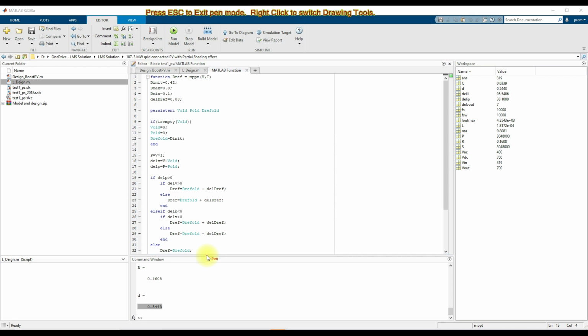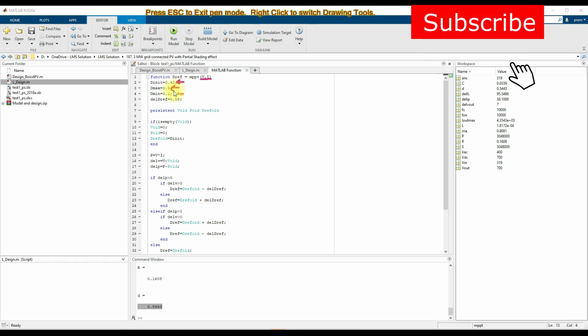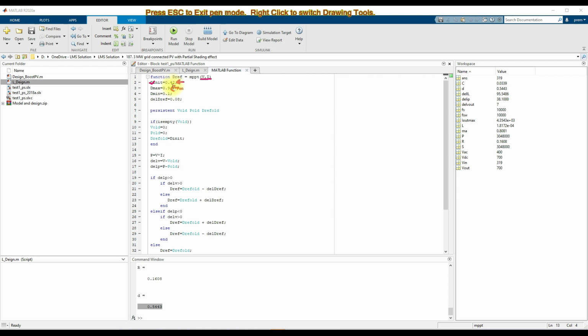Here we are measuring the voltage and current of the PV panel, and we are fixing 4 parameters. One is the initial duty cycle. Here the initial duty cycle I am fixing is 0.42, and the maximum duty cycle we are fixing at 0.9. The minimum duty cycle we are fixing at 0.1, and the change in duty cycle we are fixing here is 0.08.